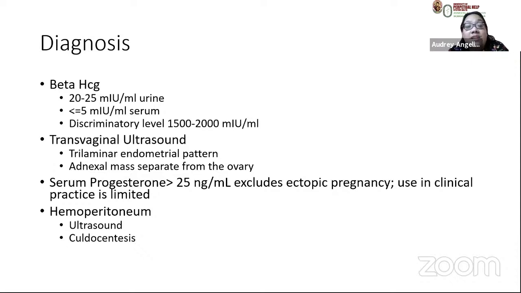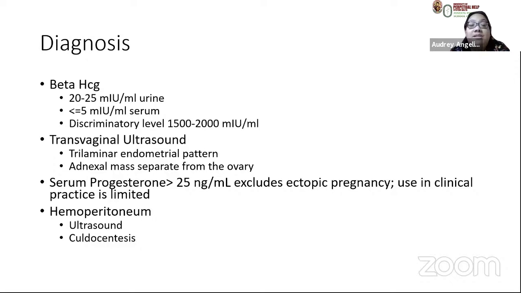Your transvaginal ultrasound would show the following. Of course, your adnexal mass, which is distinct from your ovary, and your trilaminar endometrial pattern, meaning there would be no intrauterine gestational sac. Okay. But for example, if you have an adnexal mass and you also have a gestational sac within the uterus, what kind of pregnancy do you call that? So you have an ectopic, you also have your intrauterine gestation, that's your heterotopic pregnancy, which is quite rare. Okay, nice to know at this point.